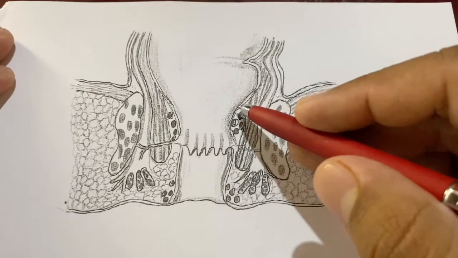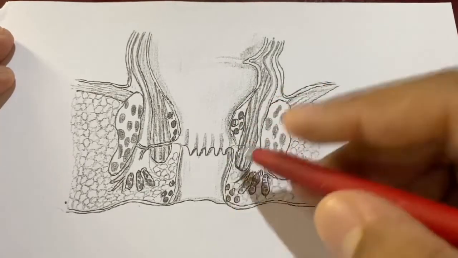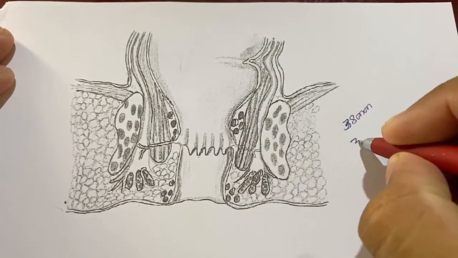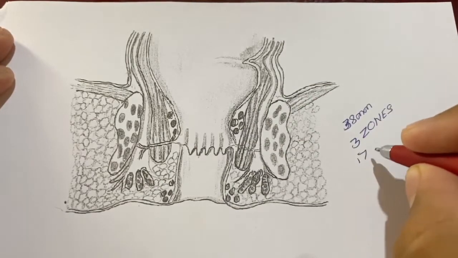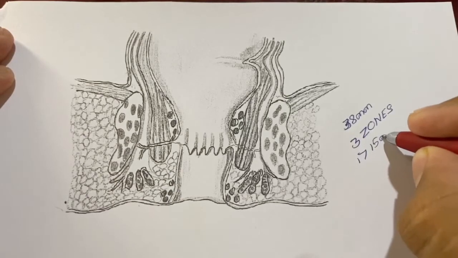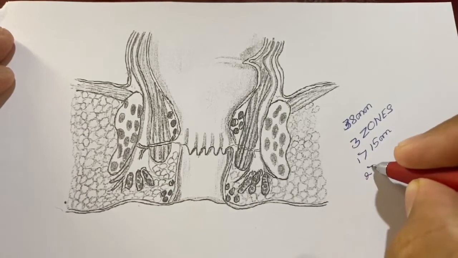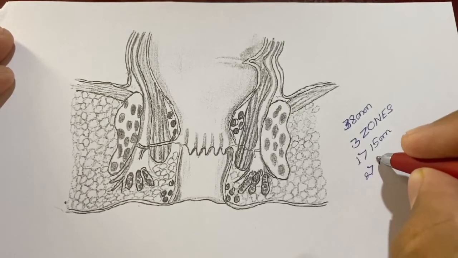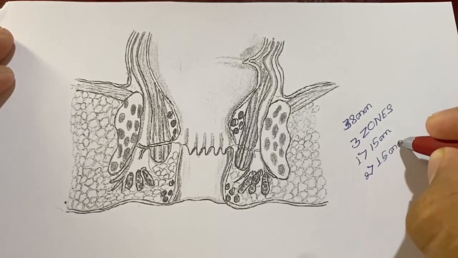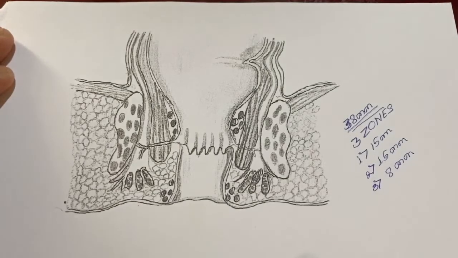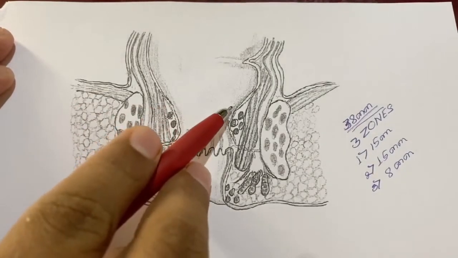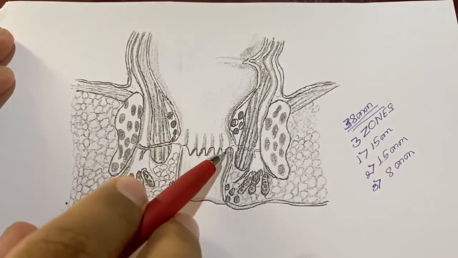For better understanding, we divide the anal canal into 3 zones. The first zone has a length of 15 mm. Next, from above to downward, another 15 mm, and the third one is 8 mm. Altogether it becomes 38 mm.